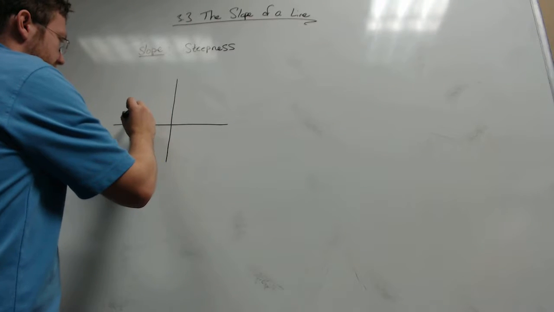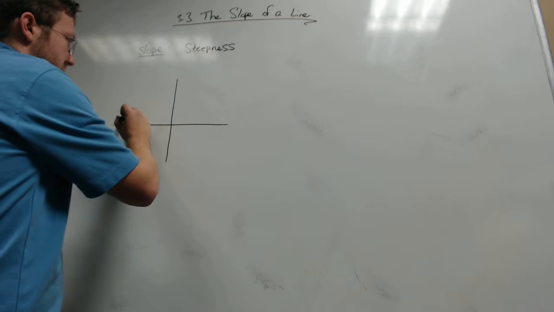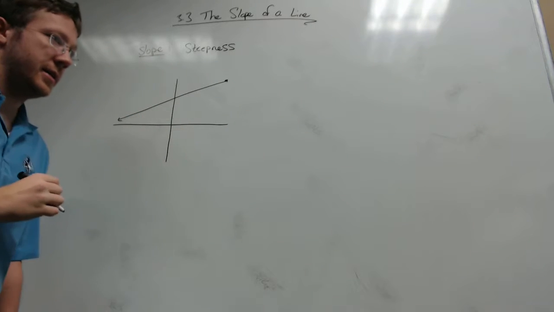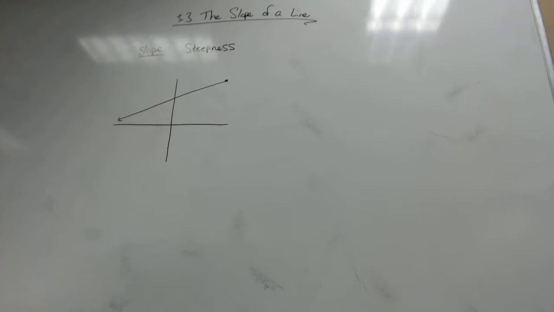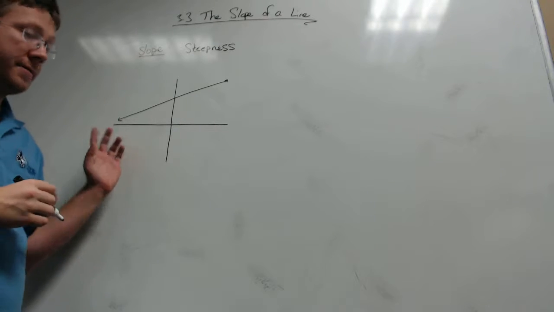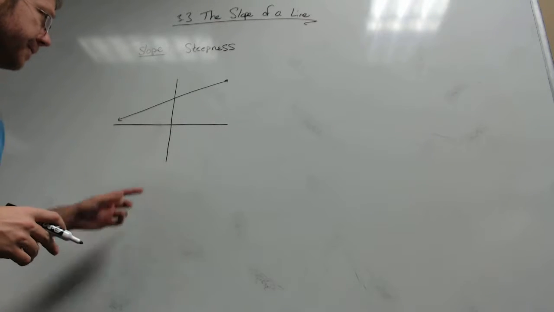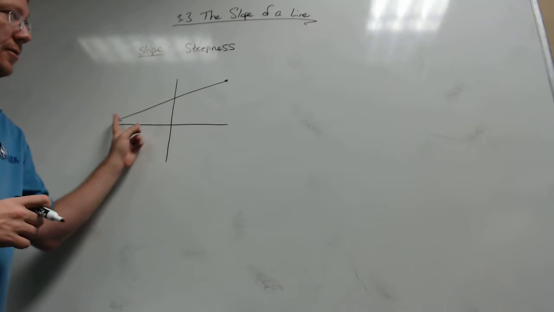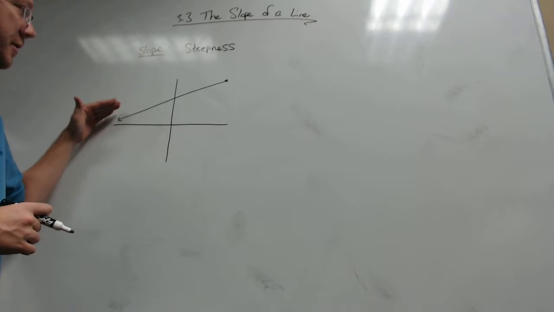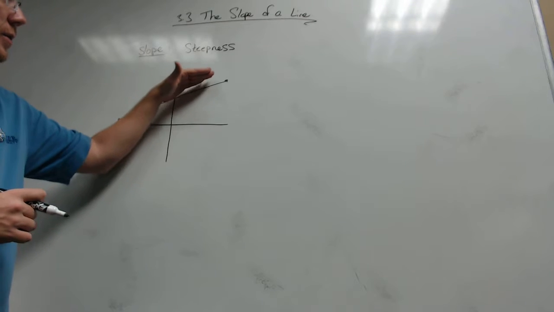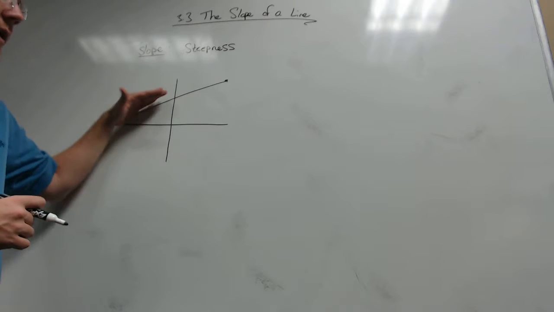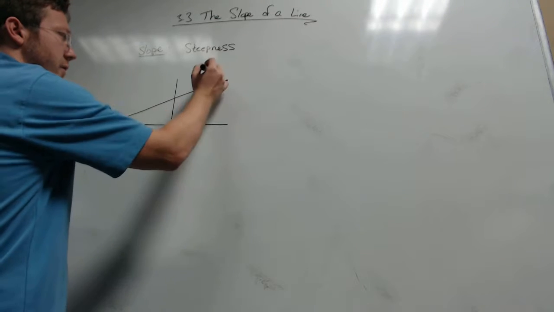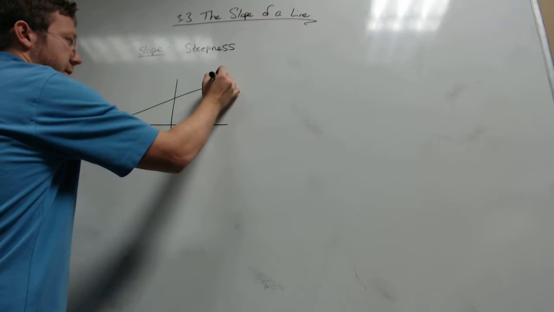The first one: if we had this line, when I'm reading a graph, and hopefully when you're reading a graph, you'll read it the same way, we generally read left to right. So if I'm starting on the left and traveling along this line, we would be considered going uphill. If I'm traveling uphill, we consider this a positive slope.